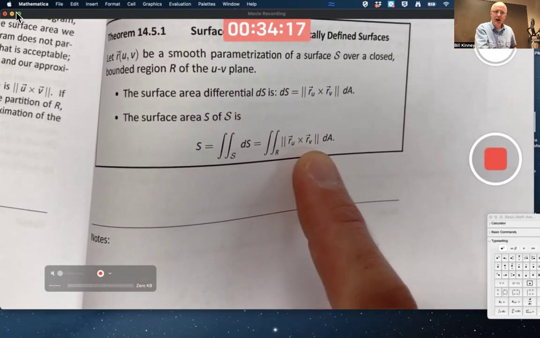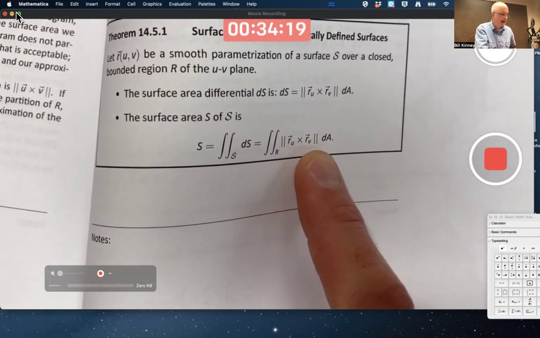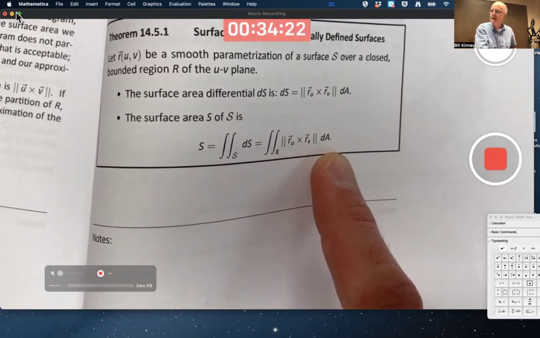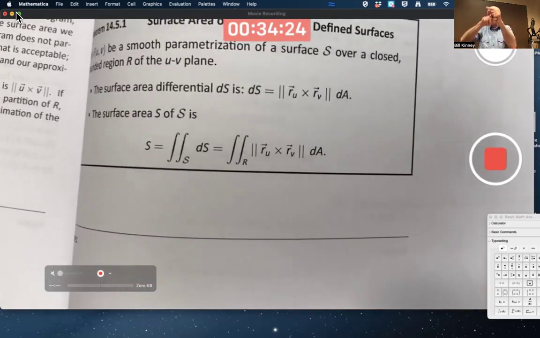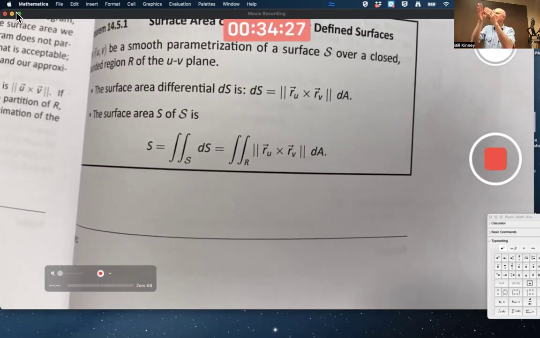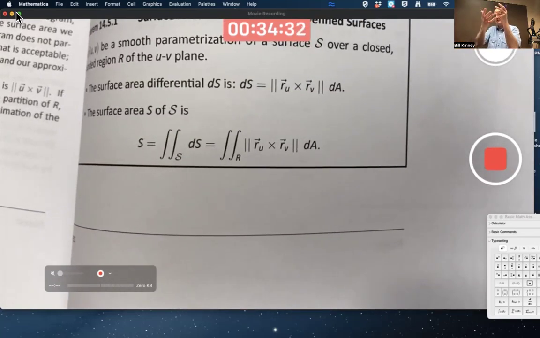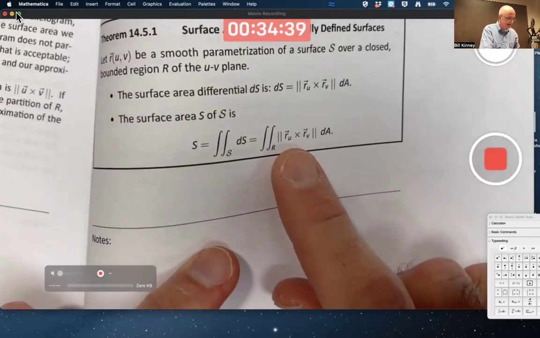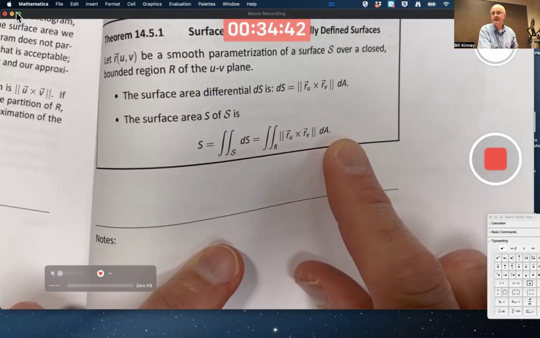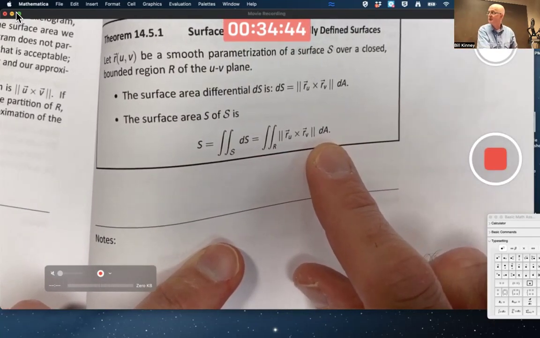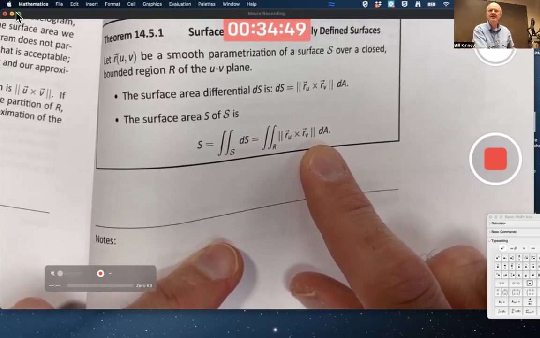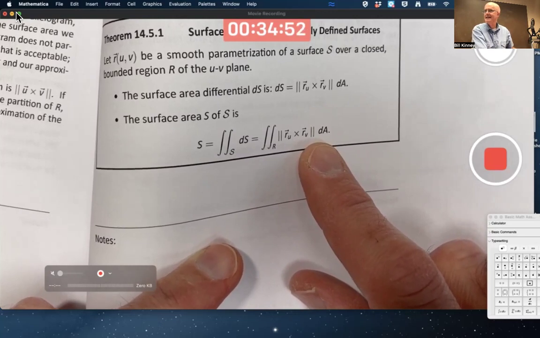Effectively, the magnitude of that cross product is magnifying areas of small rectangles. R itself is a rectangle, and you could decompose it into a bunch of small rectangles, and those rectangles are going to get mapped by the R function, R of UV, to the surface. And effectively, this is like a magnification factor of their areas. It is similar to the absolute value of the Jacobian determinant, actually. It's related, and cross products can be computed as determinants. These things are all related.